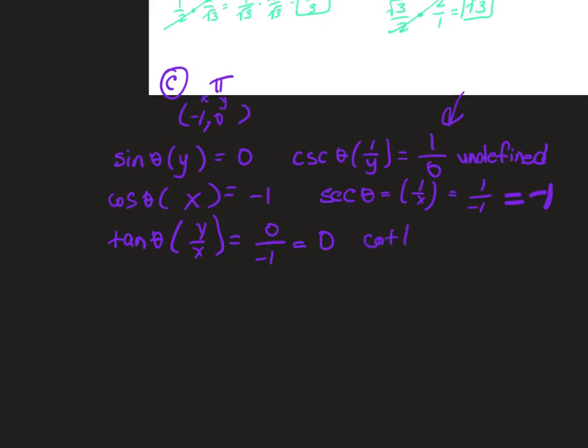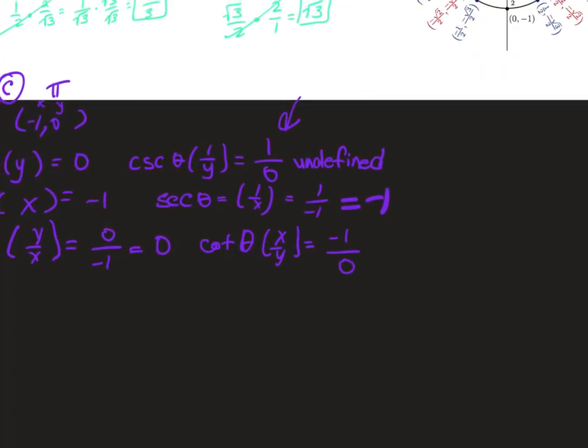So now for cotangent of theta, it's x over y. What's my x value? -1. What's my y value? 0. So my answer here is undefined.